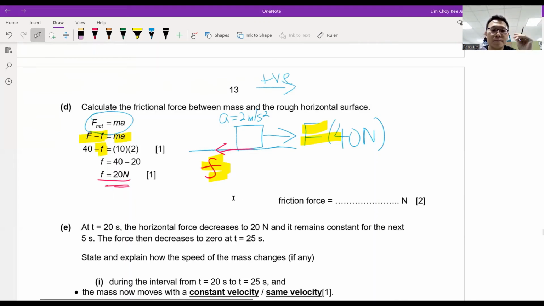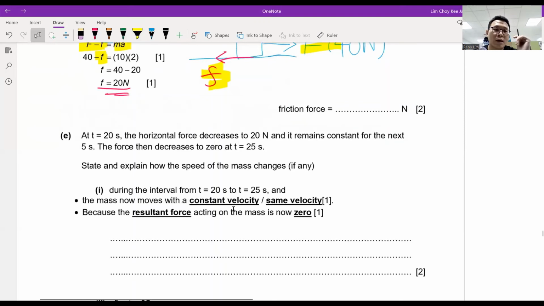Now, part E here says that at 20 seconds, the force decreased to 20 Newton based on the graph, and remains constant for the next 5 seconds. After that, they ask you to explain certain things. For 20 to 25 seconds, the force actually dropped down to 20 Newton.